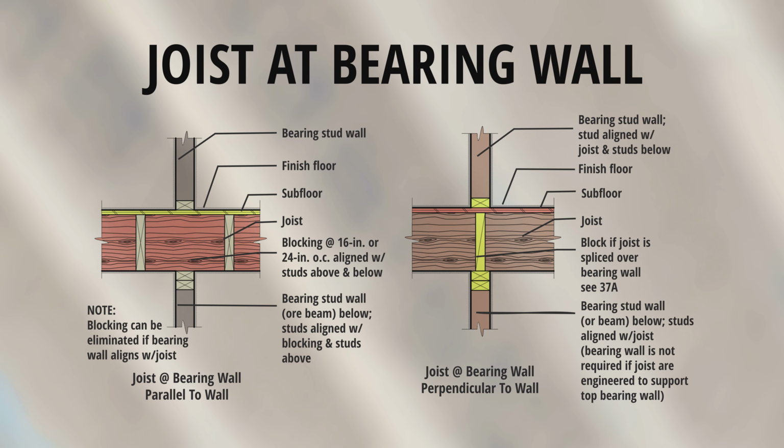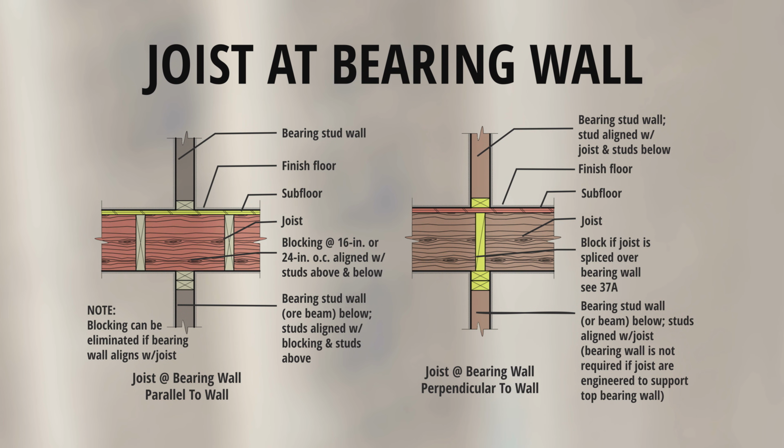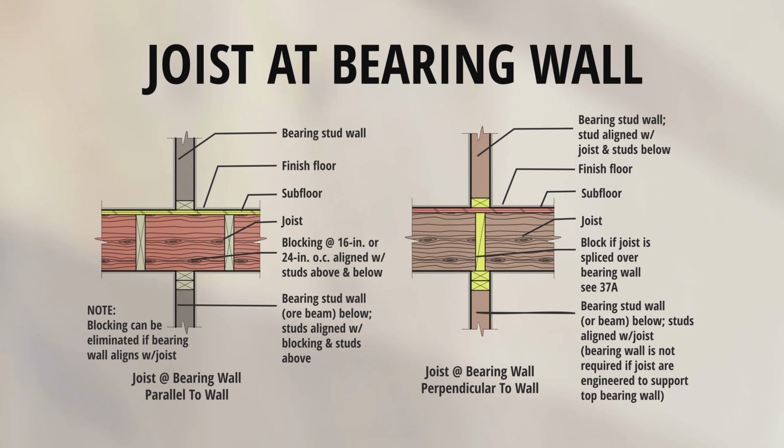Joist at bearing wall perpendicular to wall. Bearing stud wall, studs aligned with joist and studs below, finish floor, subfloor, joists, block if joist is spliced over bearing wall, bearing stud wall or beam below, studs align with joist. Bearing wall is not required if joists are engineered to support top bearing wall.